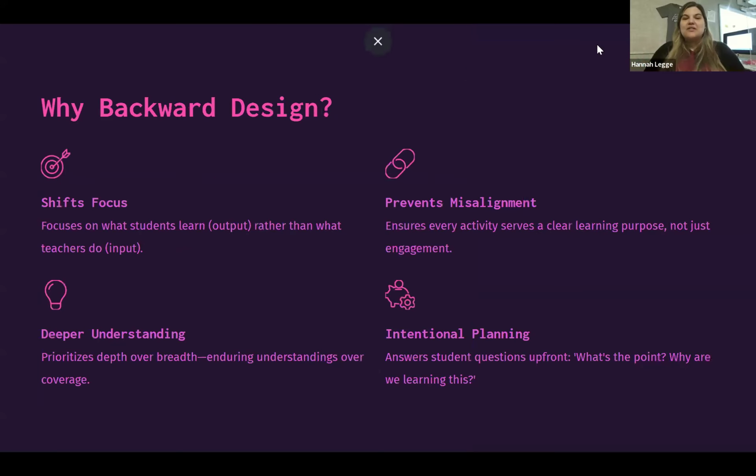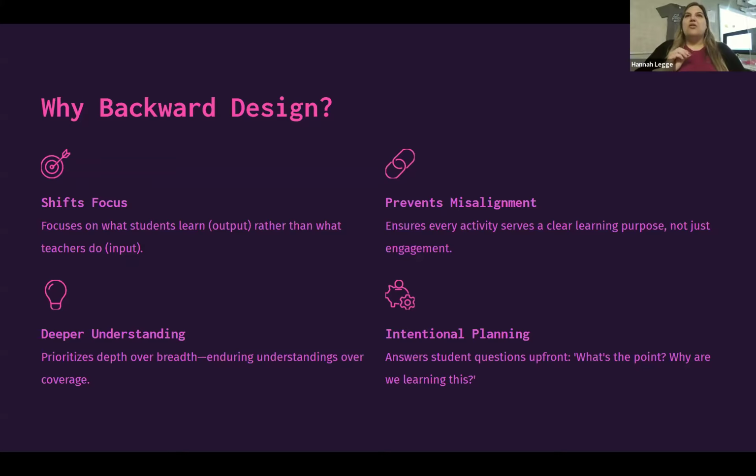So why backwards design? On top of all of the other reasons that I've already mentioned, it shifts the focus and it puts the learning on the student. So it focuses on what students learn, which is their output, rather than what we are doing, right?